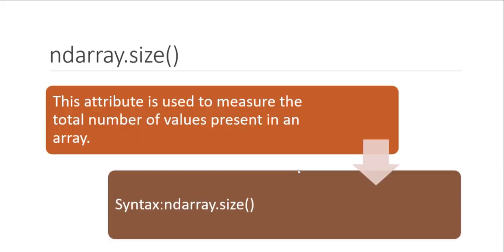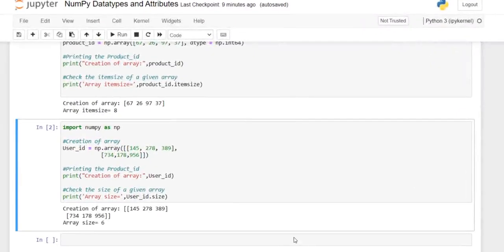This attribute is used to measure the total number of values which are available in an array. So here is the syntax of ndarray.size. Within this attribute there are no parameters. Now let's see an example for better understanding of the concept of this attribute. In this example, we have created an array by using np.array function. After creating an array, we have used the array.size attribute to get the size of an array. After executing this code, it displays the array size is 6.